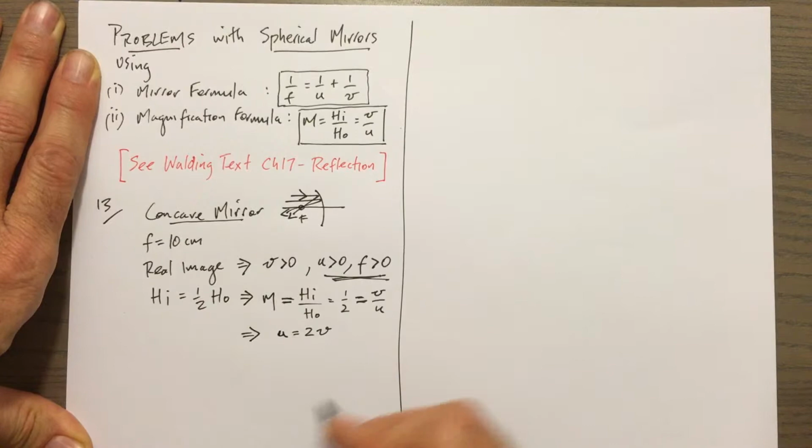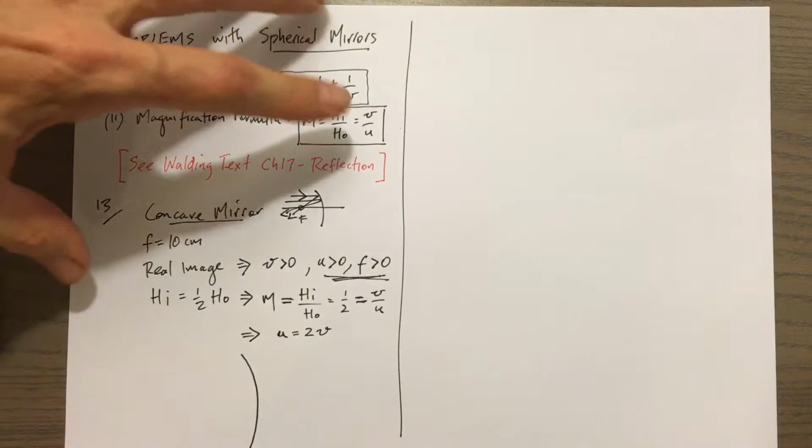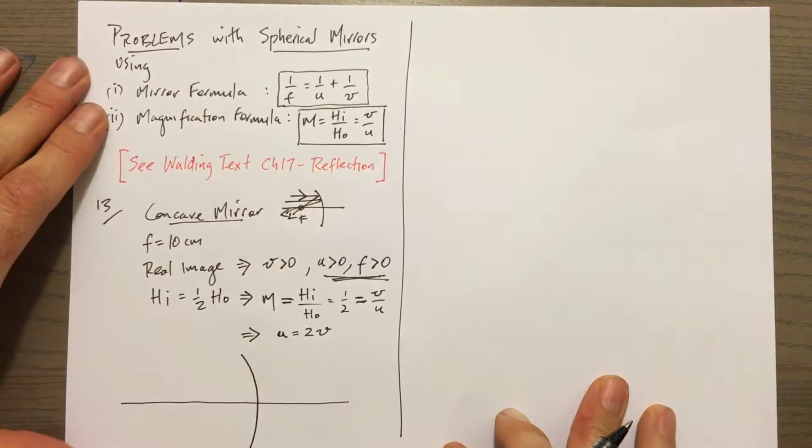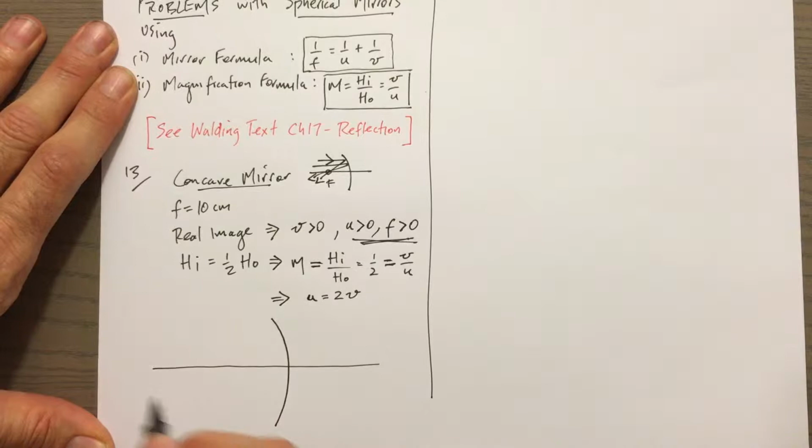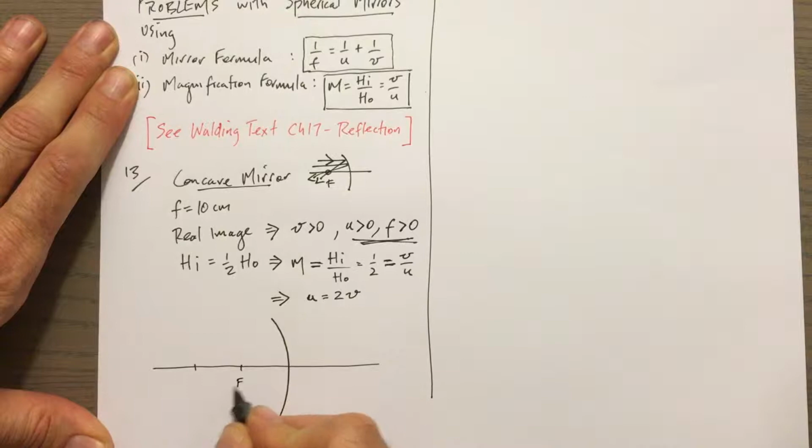So let's sketch in a concave mirror. And with that concave mirror, we'd like to have a principal axis, which runs through here. Now we know that everything will be on this side of the mirror. Okay, so let's just place a mark for where the focal point will be and the center of curvature. We'll call that F, call that C.